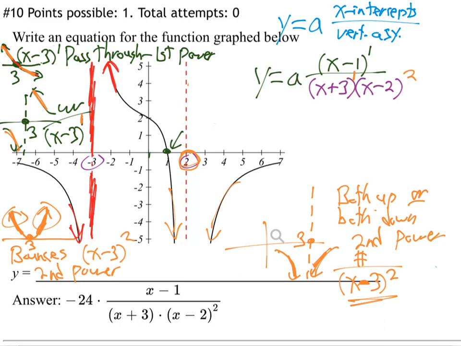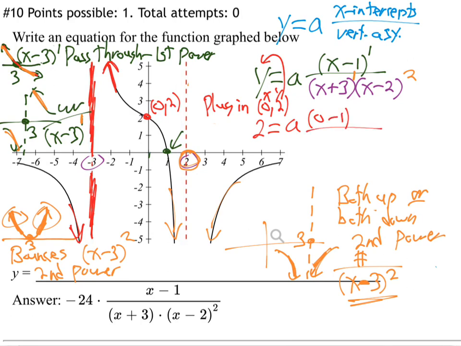So if they're both down or both up, that's second power on that term. Okay, so now we need to find A. You know how we find A? We plug in this point here, over 0 up 2. Plug in 0, 2. 0 is the x, 2 is the y. So put the 2 in for y right there, and 0 in for the x. And then what do we got?